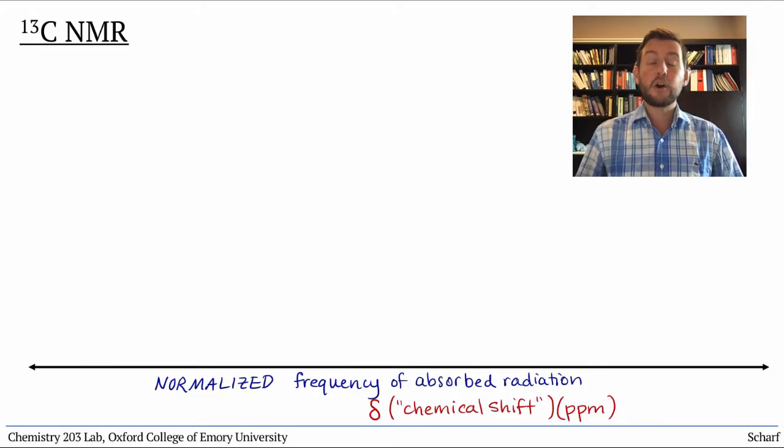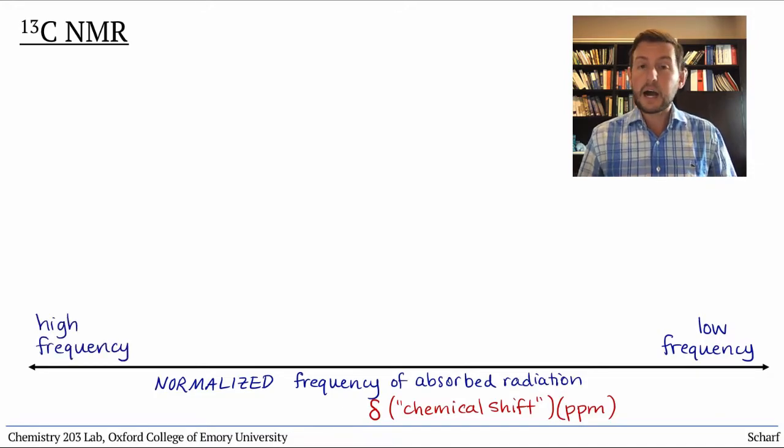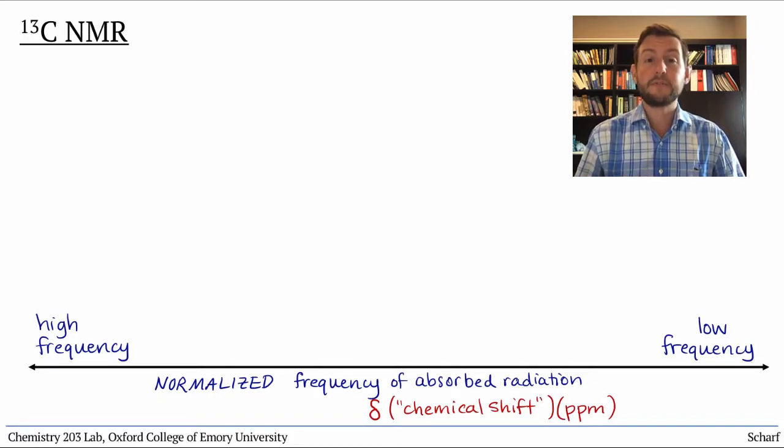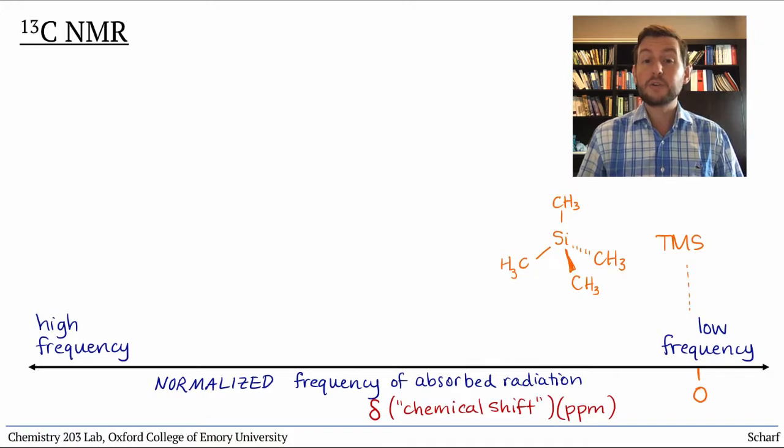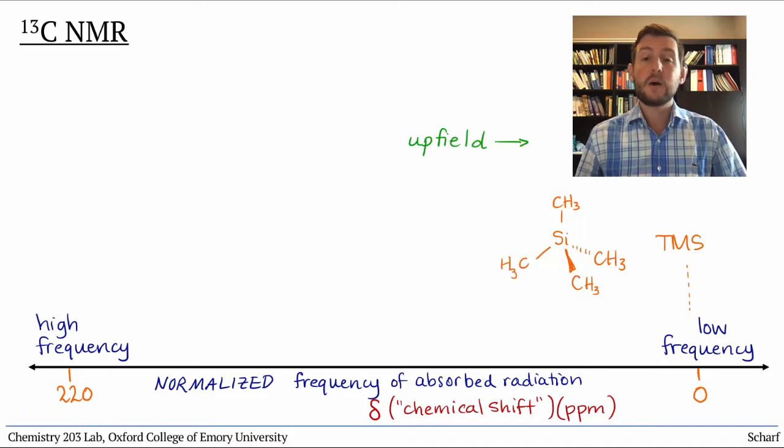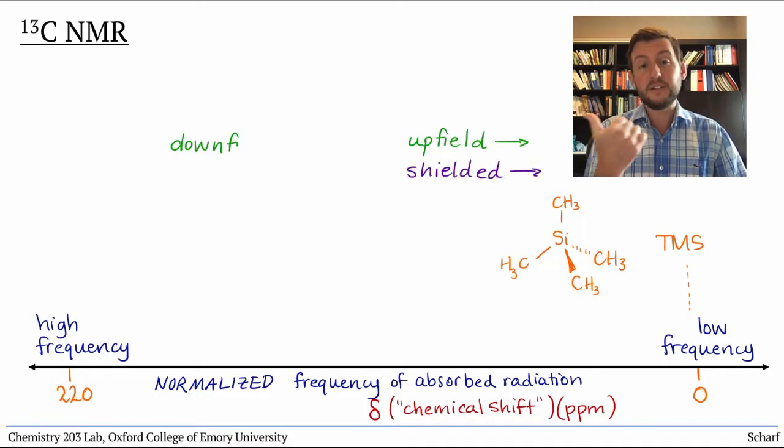Suffice it to say, for carbon NMR, the scale runs from low frequency at the right to high frequency at the left. Yes, it's backwards. Just like IR spectroscopy, don't worry about why. The scale is calibrated to a reference molecule, tetramethylsilane, or TMS, whose absorption frequency is arbitrarily set to zero. Typical spectra go up to about 220 parts per million. We describe these sorts of spectra by saying low frequency absorption is upfield, or shielded, while high-frequency absorption is downfield, or de-shielded.